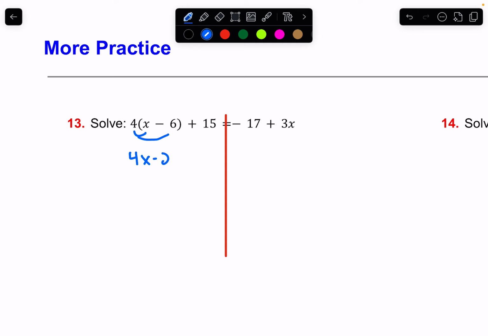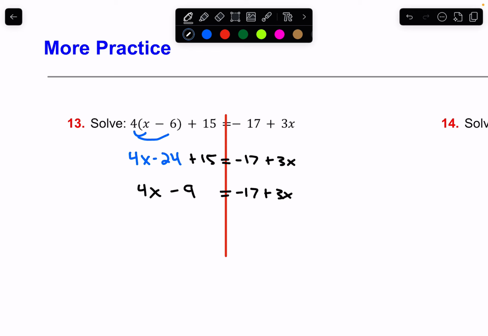4x minus 24 is what we get, because 4 times x, 4 times negative 6. Then we still have a plus 15. On the other side, a negative 17 plus 3x. Now we can combine like terms. On the left, negative 24 and 15 is going to combine. Negative 24 plus 15 is negative 9. And that right side is going to stay exactly the same.